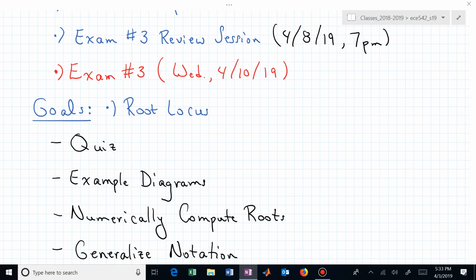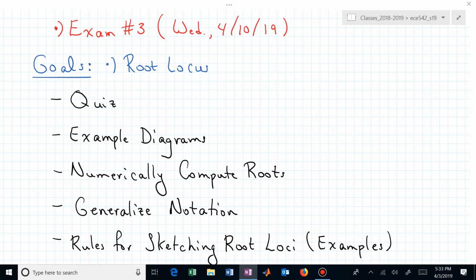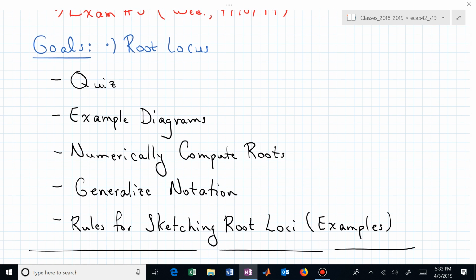And as I indicated earlier, our next exam is in a week, exam number 3. Today what I want to do is get ready for that exam by giving you a quiz on root locus. We'll go look at some example diagrams, and maybe that's a little bit like putting the cart before the horse, but you can start to see what these root locus diagrams look like.